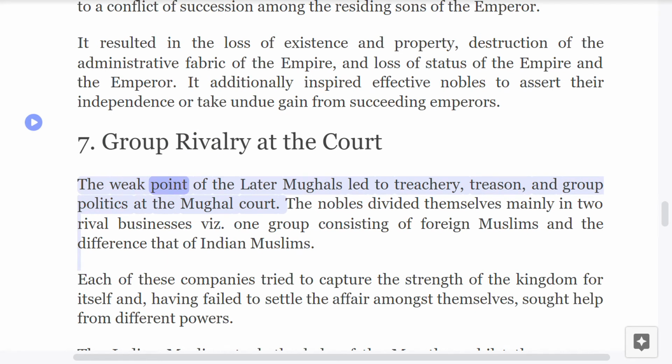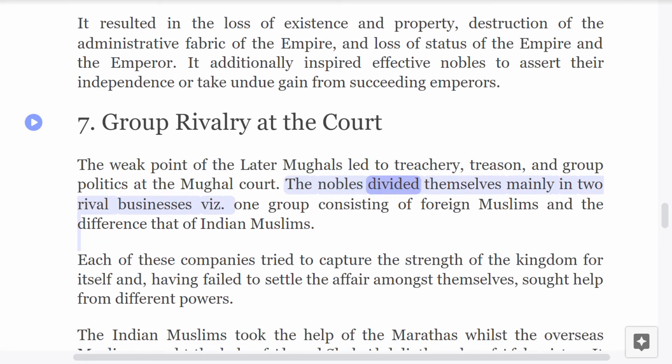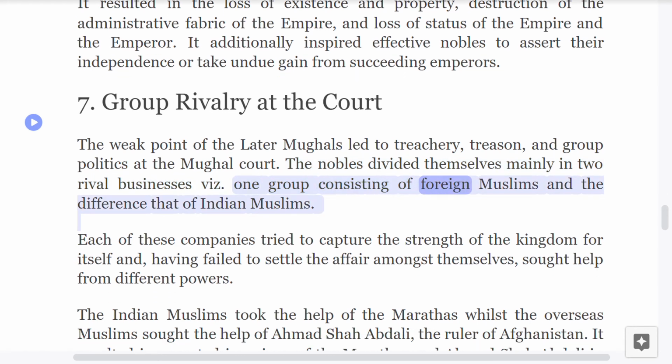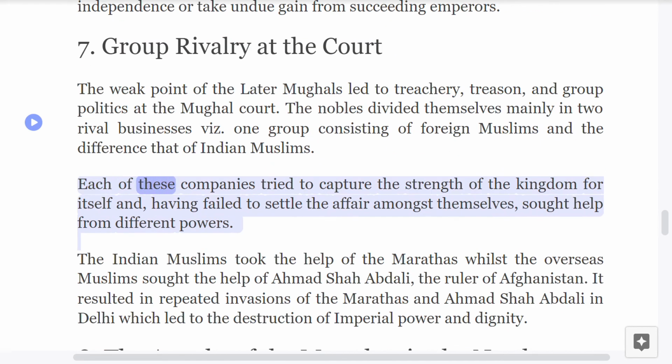7. Group rivalry at the court. The weakness of the later Mughals led to treachery, treason, and group politics at the Mughal court. The nobles divided themselves mainly into rival groups, namely one group consisting of foreign Muslims and the other of Indian Muslims. Each of these groups tried to capture the power of the kingdom for itself and, having failed to settle the affair among themselves, sought help from other powers.